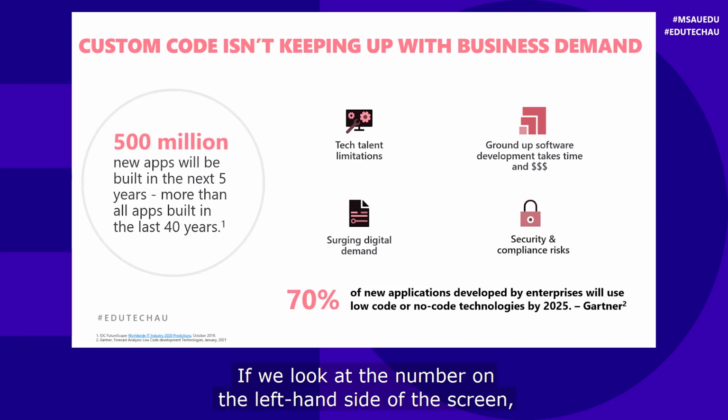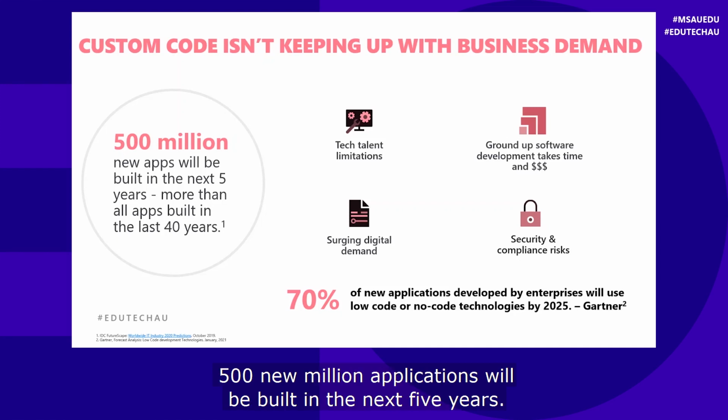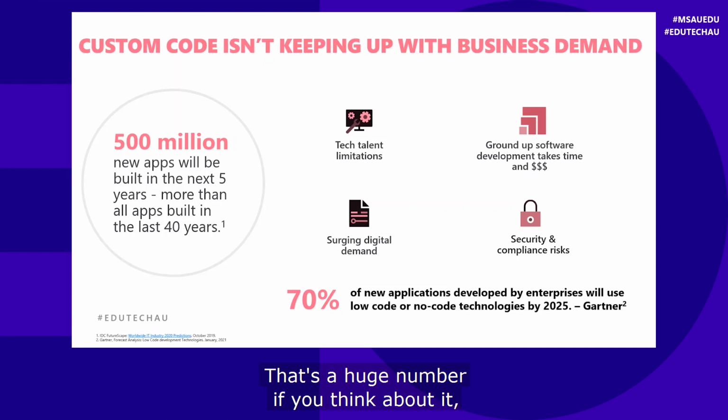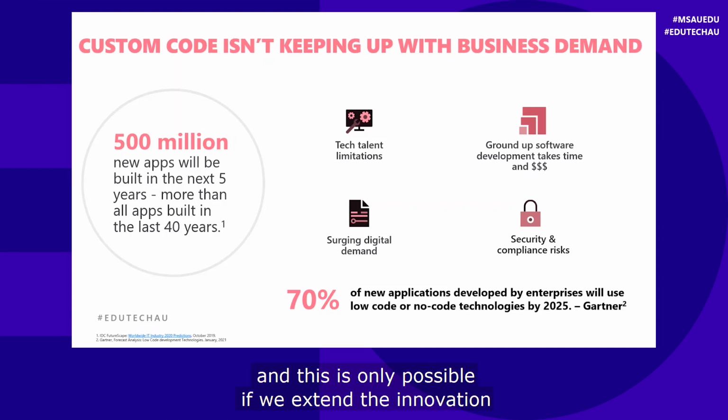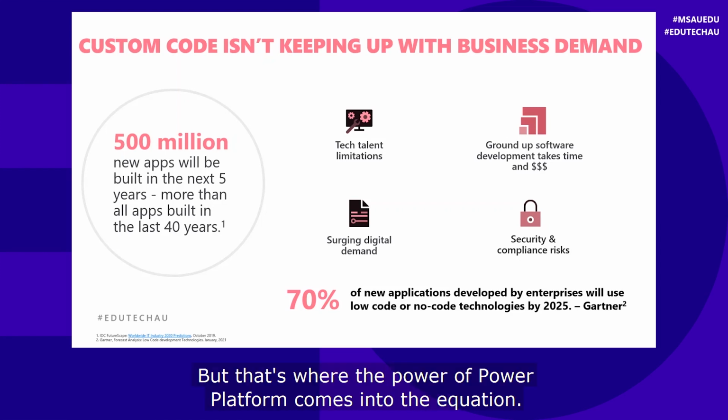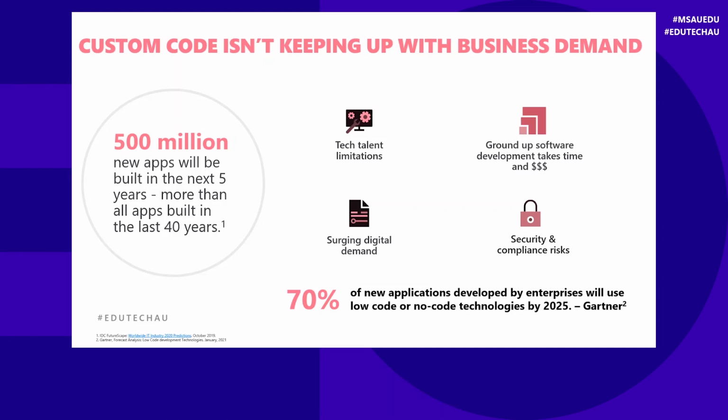If we look at the number on the left-hand side of the screen, 500 million applications will be built in the next 5 years, which is more than all the apps built in the last 40 years. That's a huge number if we think about it. And this is only possible if we extend the innovation capability into the hands of end users with appropriate level of governance. But that's where the power of Power Platform comes into the equation.